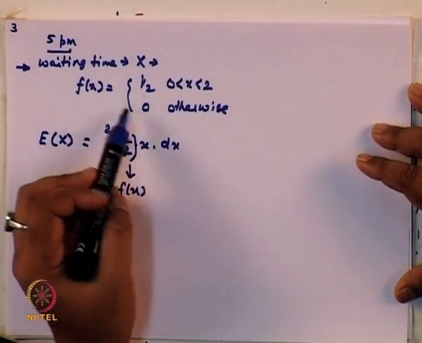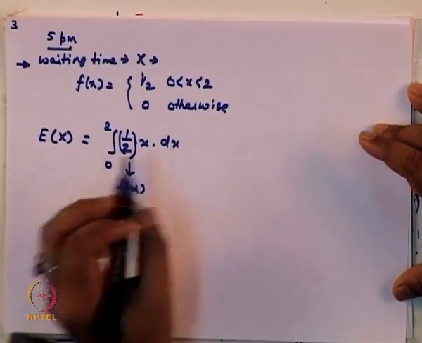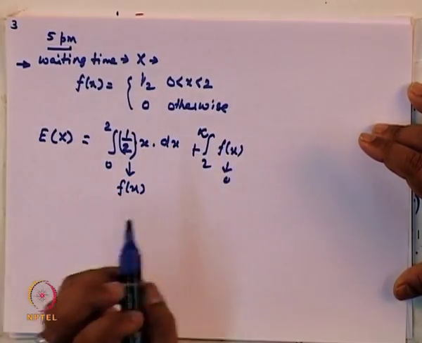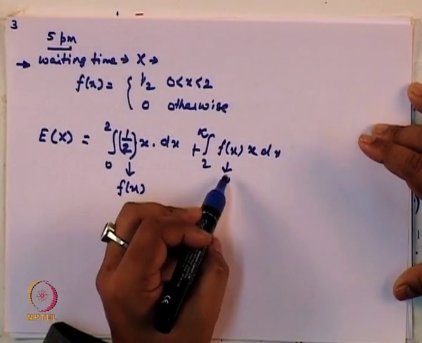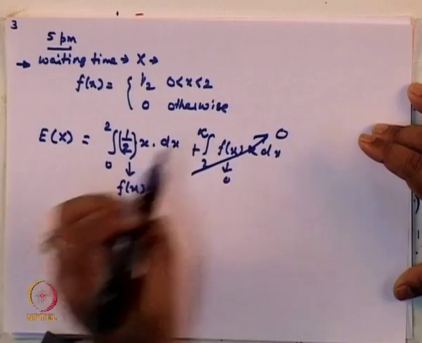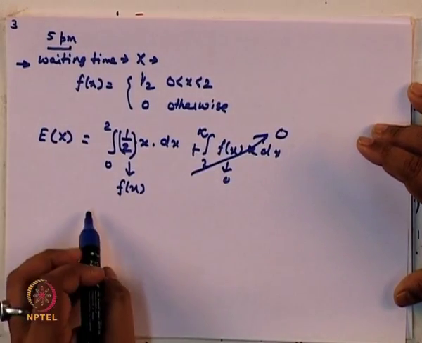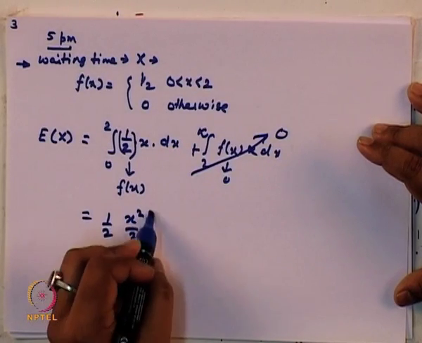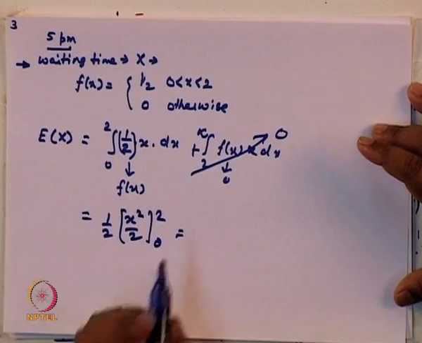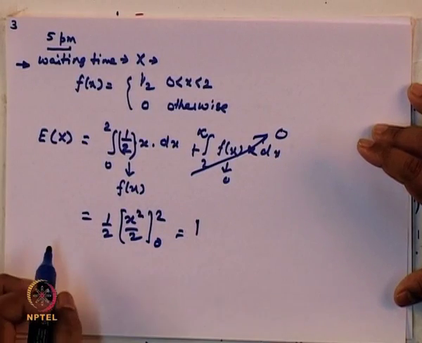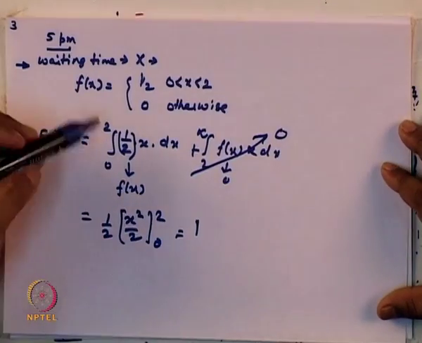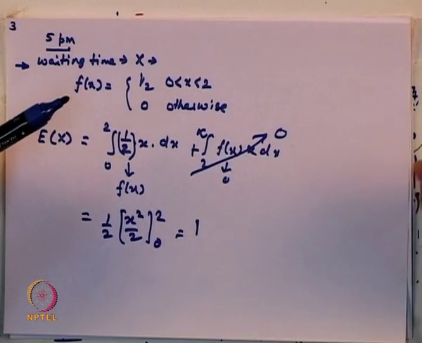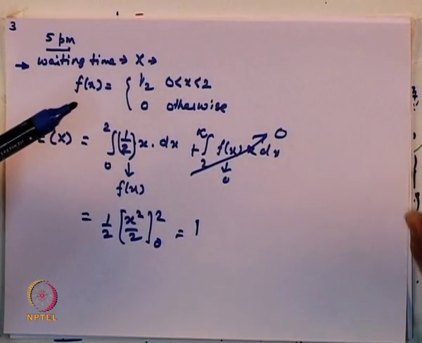Either way, x cannot be less than 0. So, you can integrate from 0 to 2 and 2 to infinity. Here your f of x is nothing but 0, so x f x dx is 0, and essentially this part is 0. So, you have to integrate from 0 to 2 of x times half dx, which equals half into x square by 2, from 0 to 2. This will return a value of 1, which means that if this was your distribution for waiting time, on an average you will have to wait for 1 hour to receive your mail.